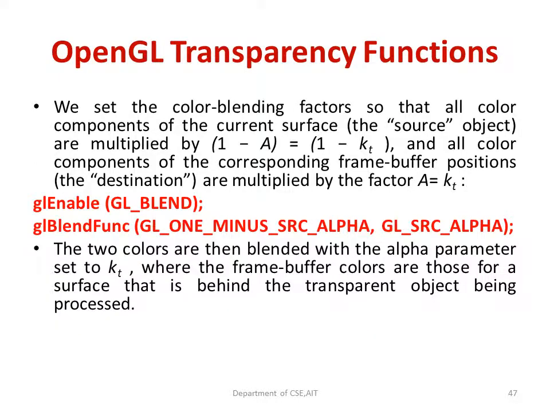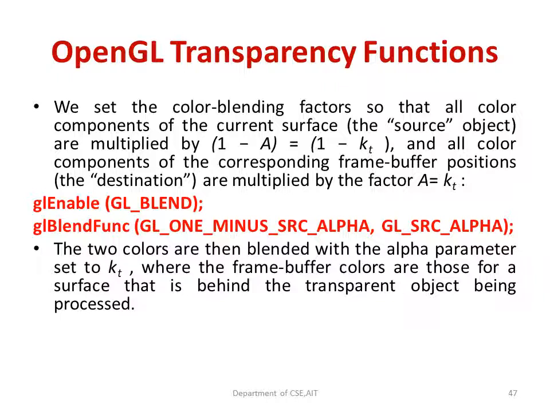Whenever we need the transparency effect, we need a blending function. That is given by the GL blend function. Here we have the GL blend function, which has 2 parameters, that is GL 1 minus source alpha and GL source alpha. I am telling it here that all the color components on my current surface have to be multiplied by 1 minus alpha. So it is given here as GL 1 minus source alpha. So it is multiplied by 1 minus alpha, and all the color components of the corresponding frame buffer will be multiplied by a factor called KT, that is alpha again.